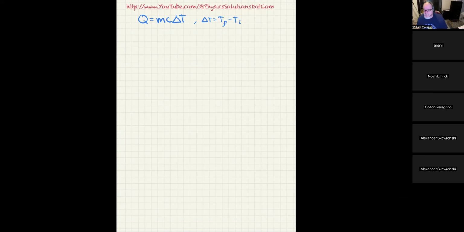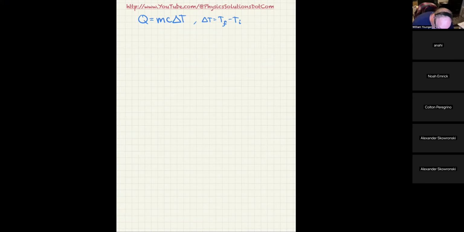Remember, any capital delta like that, the triangle with the point pointing up, is supposed to mean final minus initial of whatever variable comes to the right of that delta, unless we explicitly state otherwise. And you're going to see we're getting ready to run into a case where I'm going to explicitly state otherwise for a very good reason. But that's what delta T is.